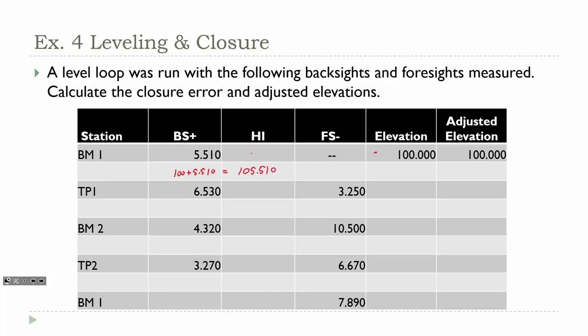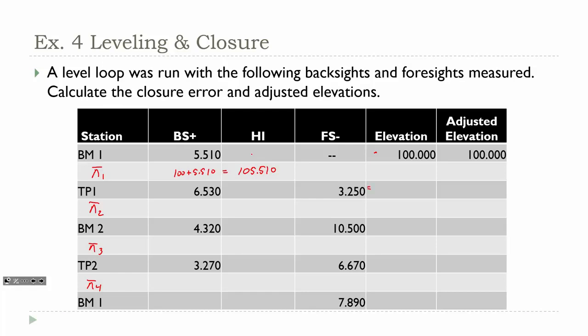105.510. So then the elevation that we're calculating, the HI, and you can imagine these are instrument setups. In between BM1 and TP1, TP stands for turning point, that's where you had your first instrument setup. Then you have your second, third, and fourth instrument setup. When we calculate an elevation, we're interested in the elevation of our actual points on the ground, which would be the TP1, BM2, in this case, TP2 and BM1.